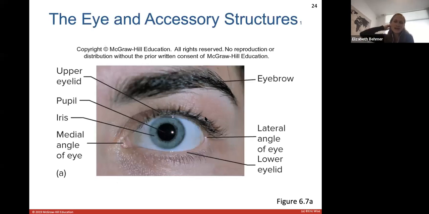You can see your eyebrows there, your upper and lower eyelids, the lateral and medial angle of the eye. And then within the eye itself, the white part you see from here is called the sclera. The colored part is the iris. Some of us have blue or brown or hazel iris colors. The iris is actually just a smooth muscle that controls the shape of the pupil. And the pupil is just a black hole. It's literally a hole in the center of the iris that allows light to pass through. And the iris will control if the pupil is constricted or dilated.